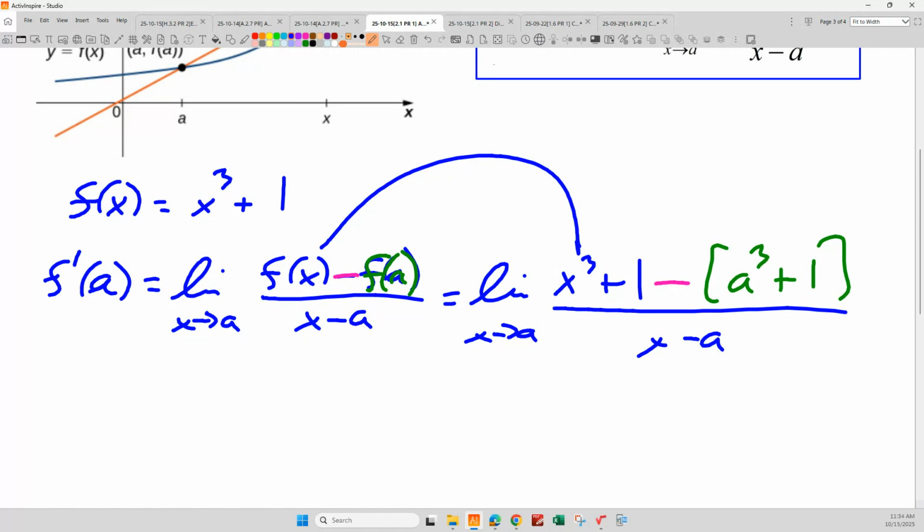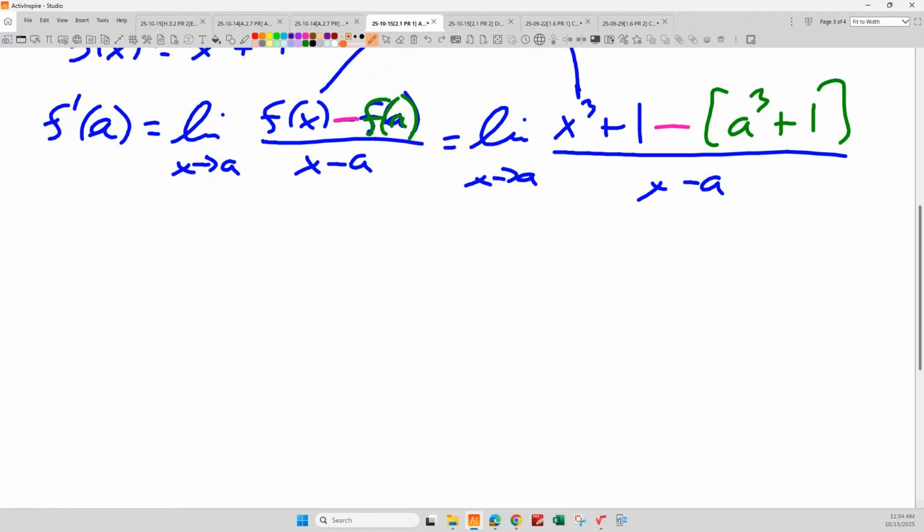Well, and you have an x minus a in the bottom, so it's got to cancel, right? We just have to make that happen. So go. Make that happen. What do you do?